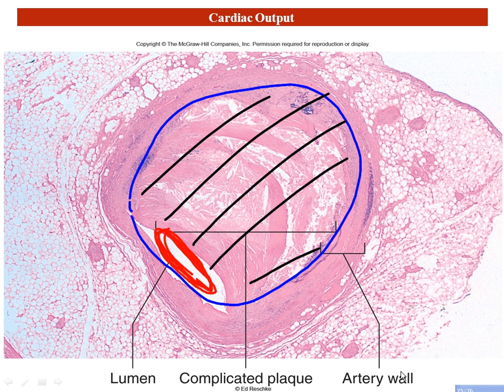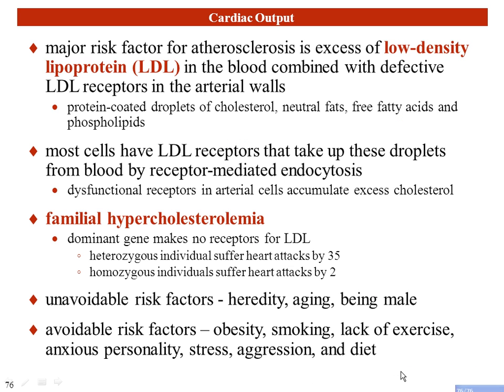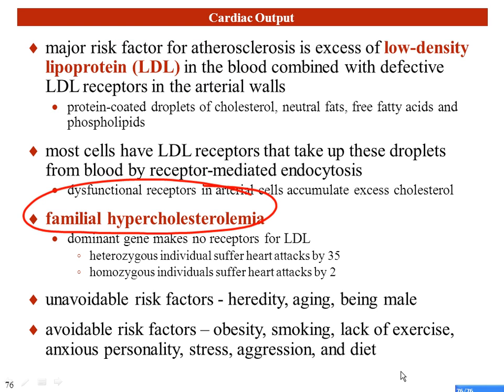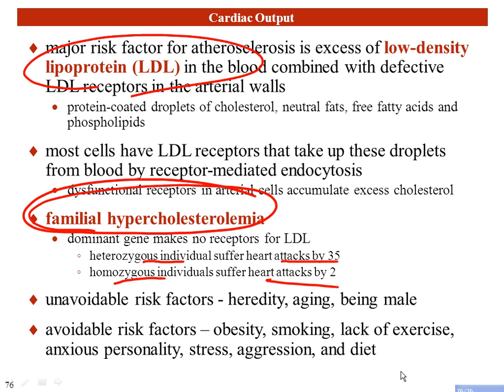And eventually you can have complete occlusion, and that can lead to myocardial infarction. Now, major risk factors for atherosclerosis: high LDL levels. Okay, also, certain individuals are born with a genetic disorder where they lack receptors for LDL. Somebody lacks receptors for LDL. That leads to familial hypercholesterolemia. If they're heterozygous, they may have a heart attack by 35. If they're homozygous, they may have a heart attack by the age of 2 because of coronary artery disease.